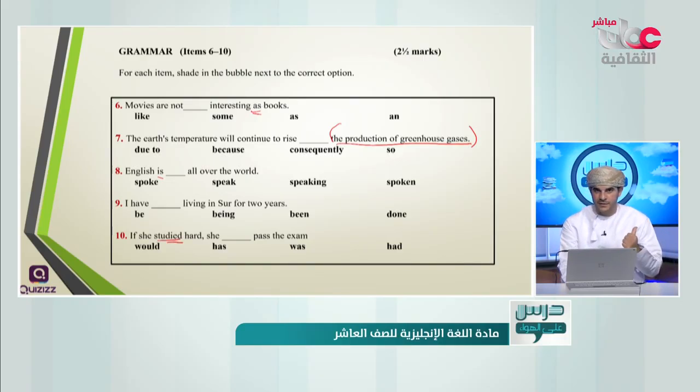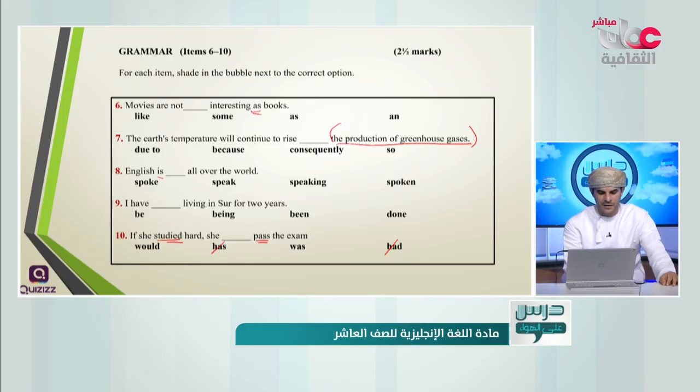If she studied in the past hard, she what? Passed the exam. Sometimes we do something like what? Instead of looking for the correct answer, look for the incorrect answer. How is that, teacher? Look here. Pass. She passed. The verb pass is the what? Infinitive. Has cannot be correct. Why? Because has, need, and had as well needs what? Yeah, very good, Ahmed. Needs past participle.